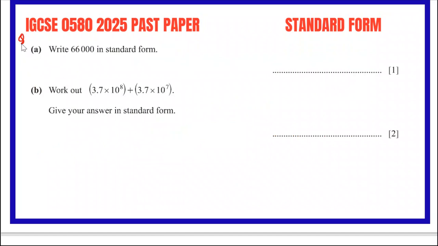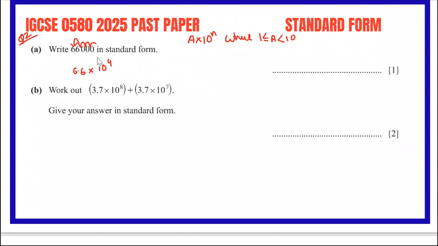Let's start our next question, number 2. Write 66,000 in standard form. We already know the standard form must be in the form a times 10 power of n, where a is between 1 less than or equal to a less than 10. That means we move the decimal 1, 2, 3, 4 places to the left. So it will become 6.6 times 10 power of positive 4.